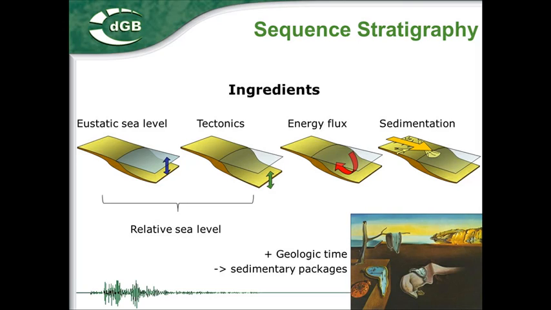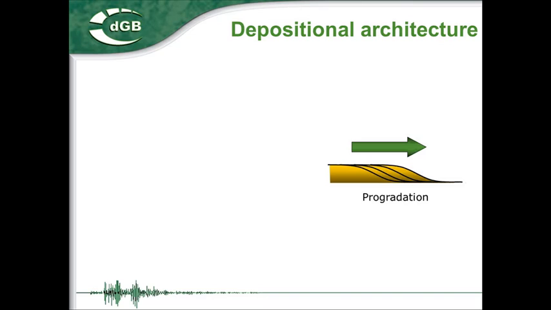So basically these are the components that we can play with. We have eustatic sea level rising and falling. We have tectonics, together they make the relative sea level rise and fall. We have the energy flux, and we have the sedimentation, the sediment supply. All these components can change over geologic time, and how they change is eventually what we end up with in terms of sedimentary packages, the type of reflection patterns that we will see in the seismic and that we will interpret.